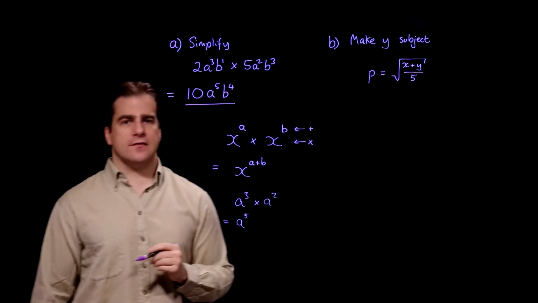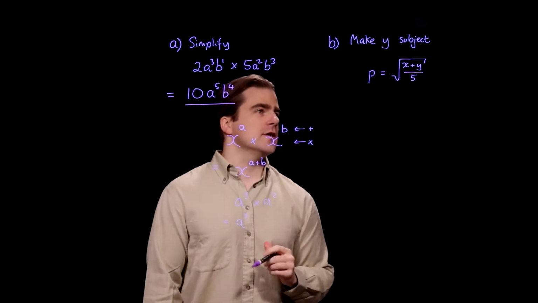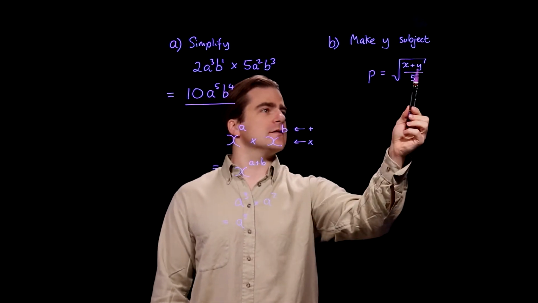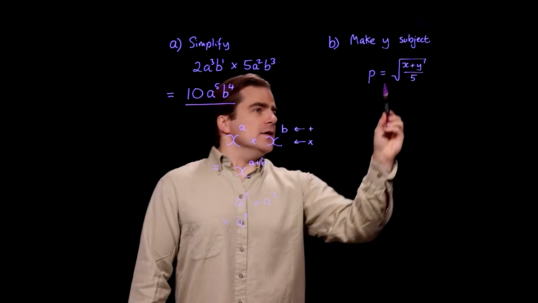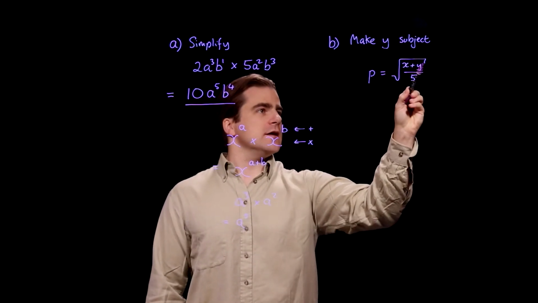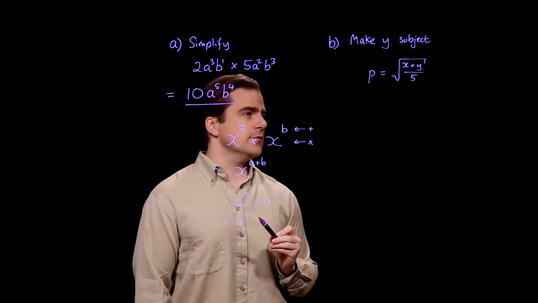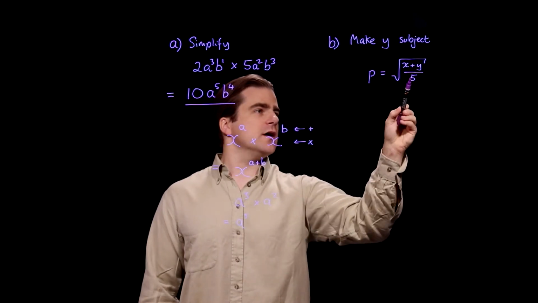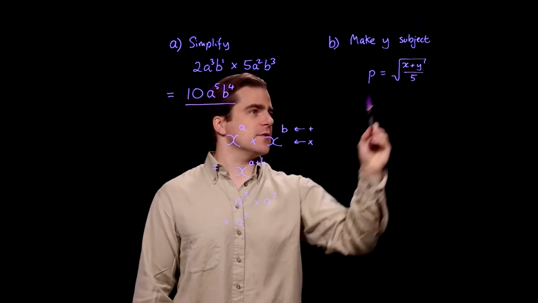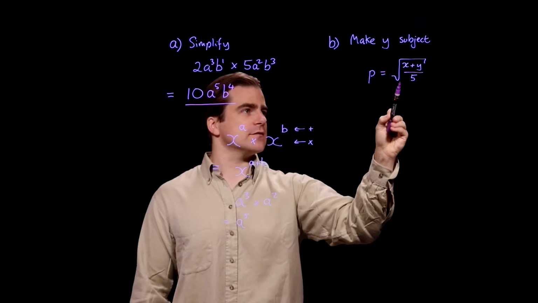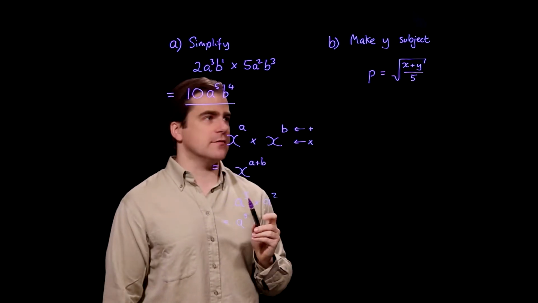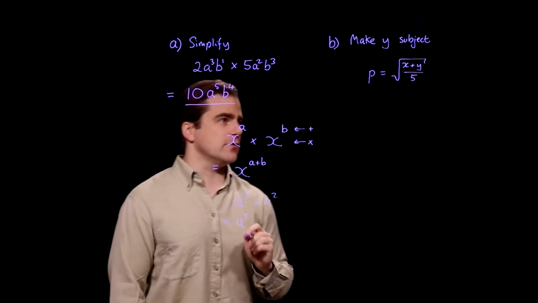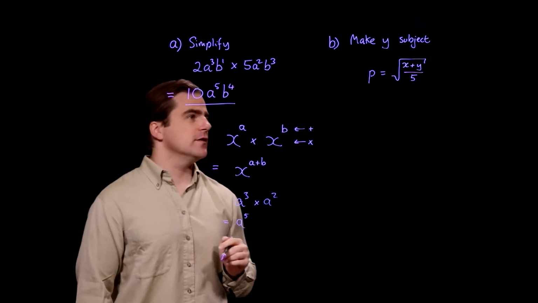B, make y the subject. Okay, we have to isolate y. Now, this whole thing is under a square root sign at the moment. So we can't move the 5 over straight away because it's sort of locked down by that square root. It's being square rooted. So first we have to deal with the square root sign. How do we do that?